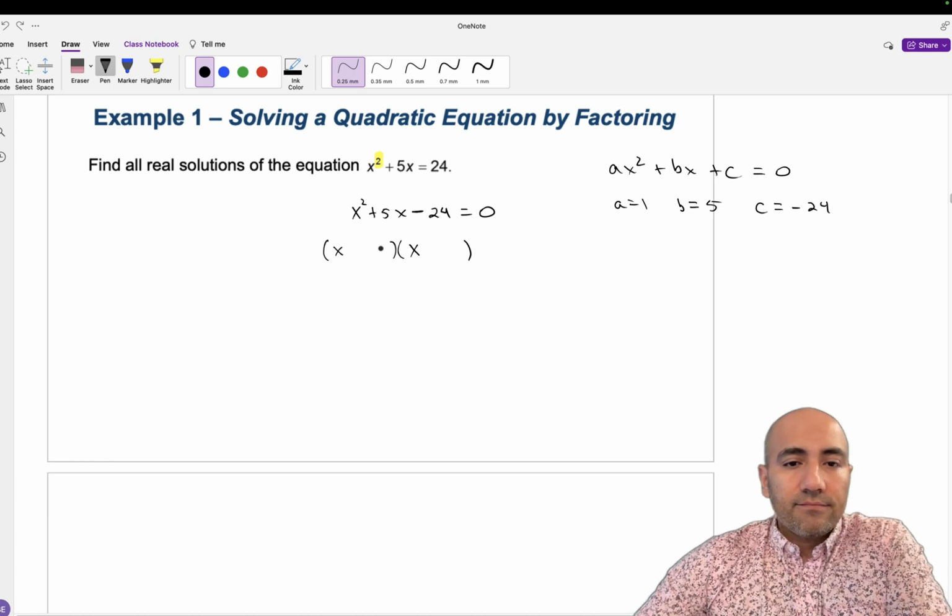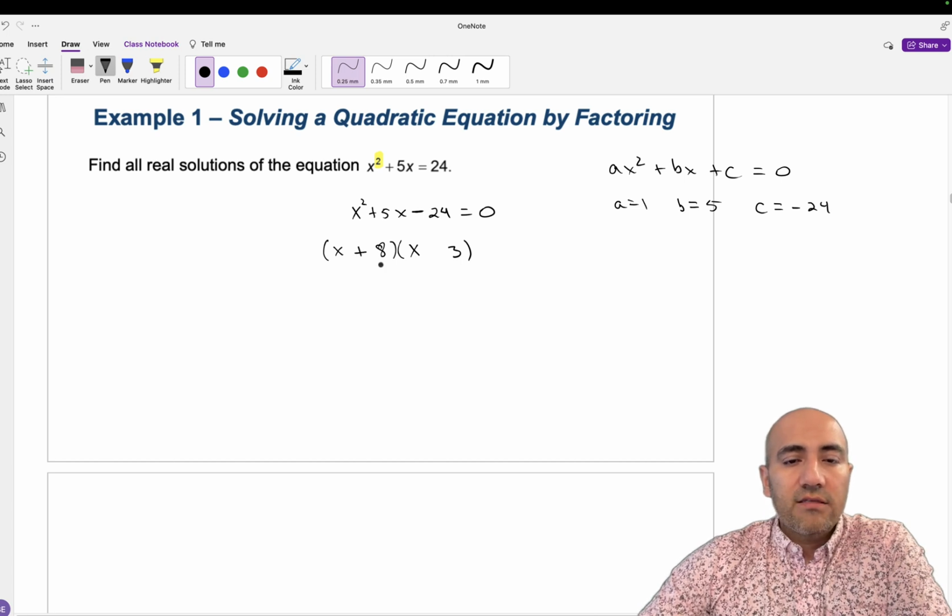8 and 3. They will multiply to 24, and there's a way to get them to be 5 if I add or subtract them. So I want a positive 5, so I'm going to make this a positive 8, and this a minus 3. Now that gives me negative 24 when I multiply them, and they add up to positive 5. Okay, so good. We were able to factor it. This was a nice, easy quadratic to solve because we were able to factor it.